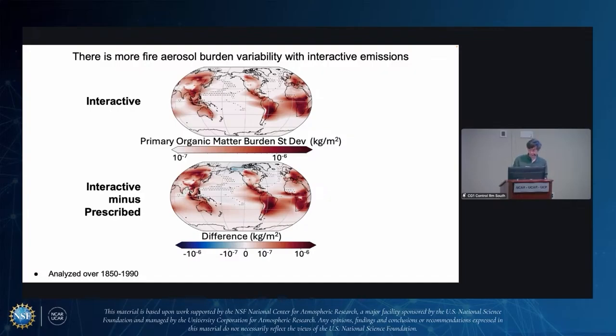And so again, we look at the pollen burden variability, and we look at this over the period of 1850 to 1990, since this is a period without rapid change. And we can utilize the power of ensembles to look at it. First, we see that, as expected, pollen burden interannual variability increases nearly everywhere with interactive emissions, just because they are interactive.